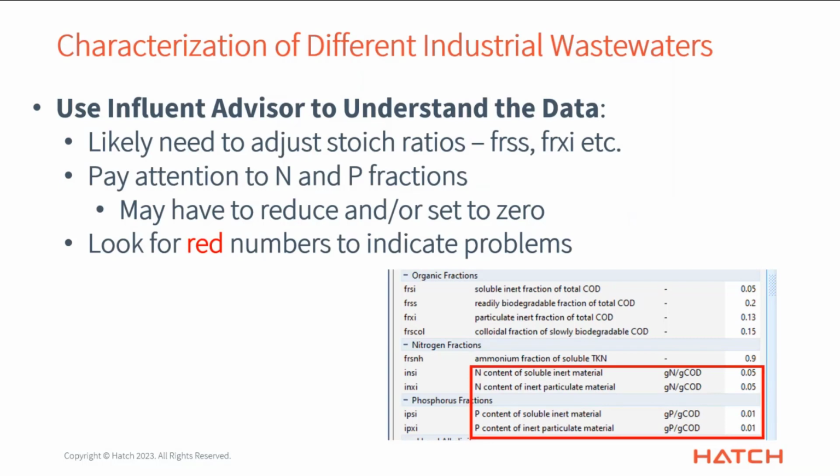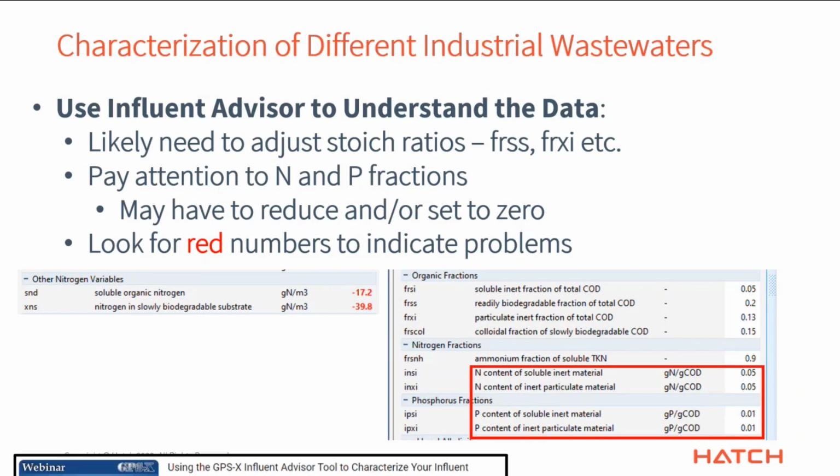And what we're going to be doing is looking for the red numbers that indicate a problem when you enter them. As you're entering your data into Influent Advisor, if you see red numbers like this pop up, it's almost always going to be a situation where you get a negative number. So that doesn't make any sense. We're subtracting something to get a value here, and you come up with something negative. That's when you've got to go back and adjust your stoichiometry.